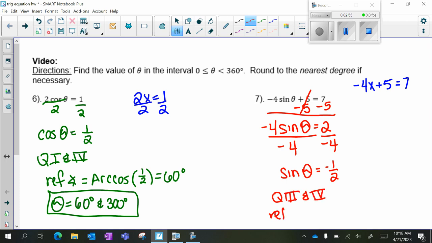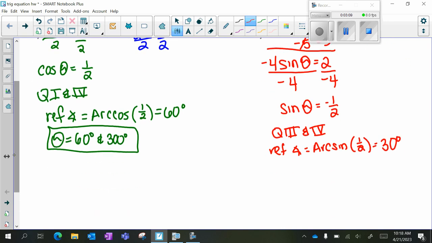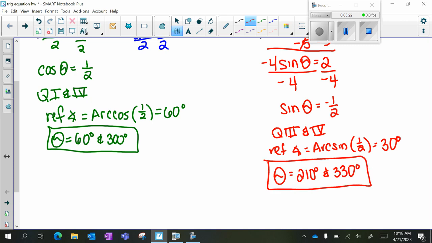My reference angle is going to be arc sine of 1/2. So where is sine equal to 1/2? Hopefully you know it's pi over 6 or 30 degrees. So my reference angle is 30 degrees. In quadrant 3, that's 210 degrees. And in quadrant 4, that's 330 degrees. So those are my two values for theta.